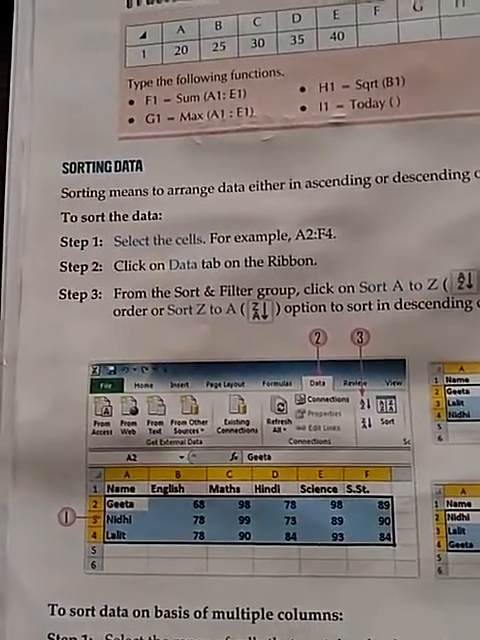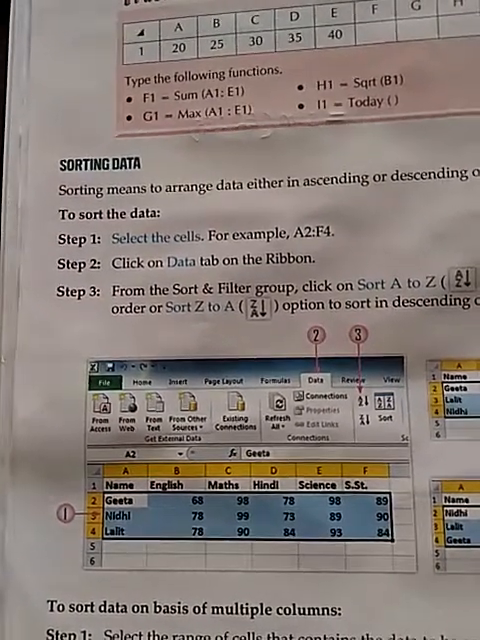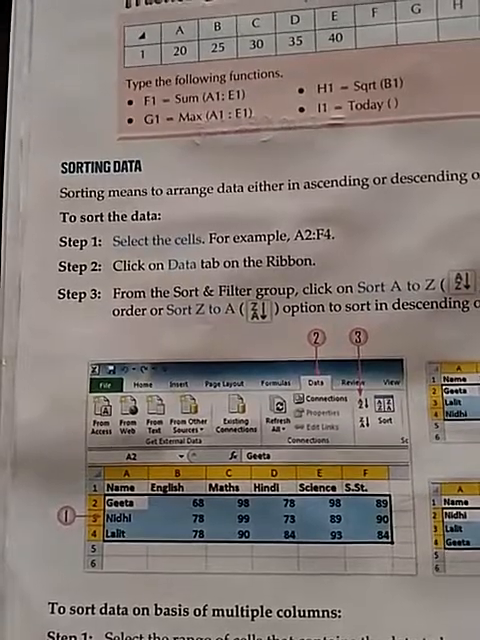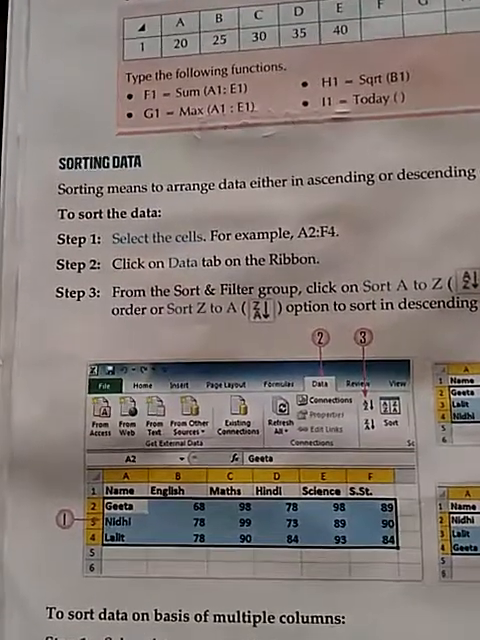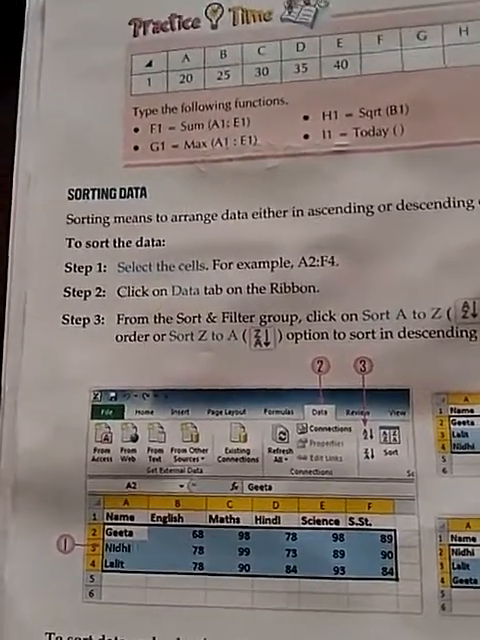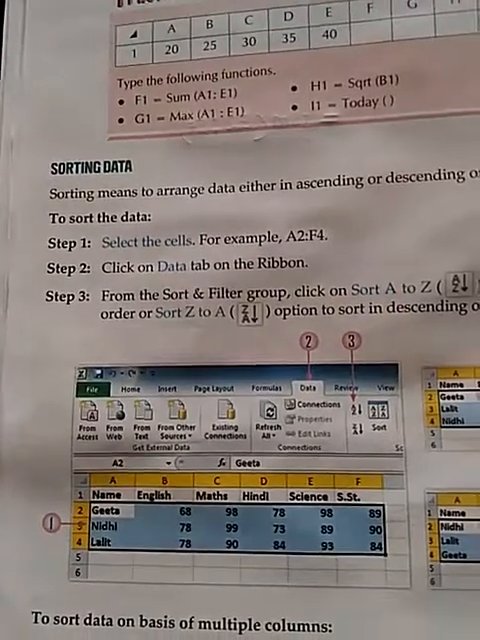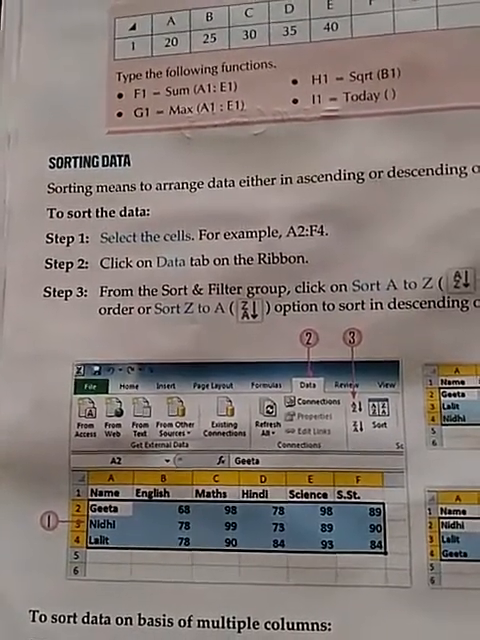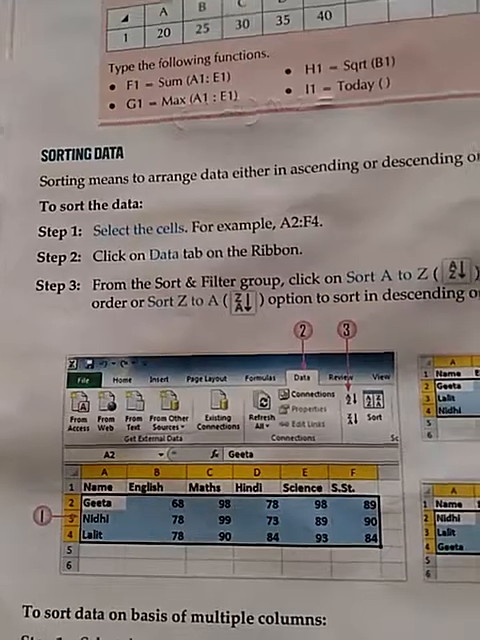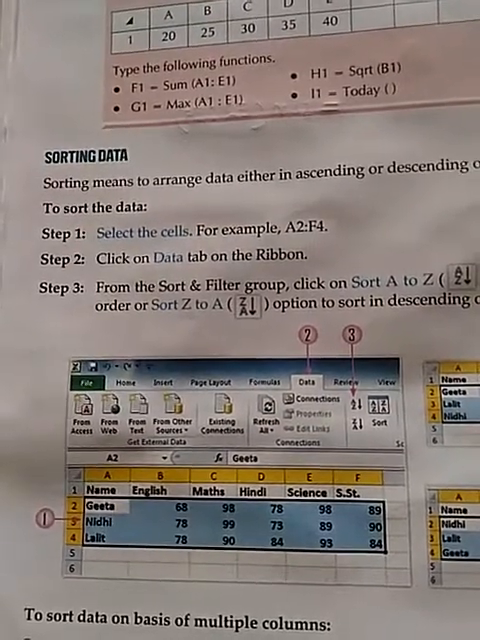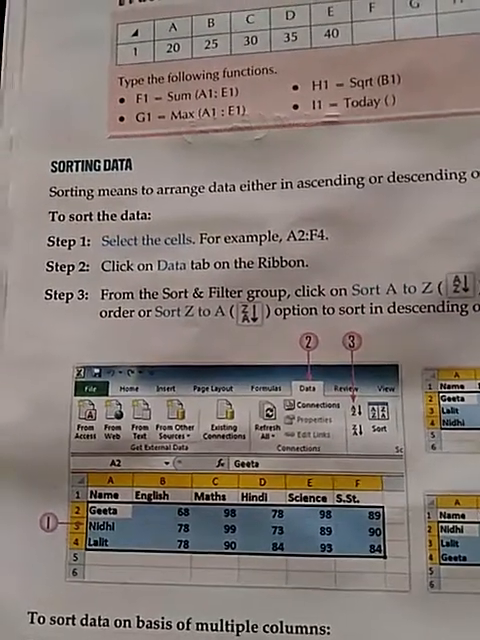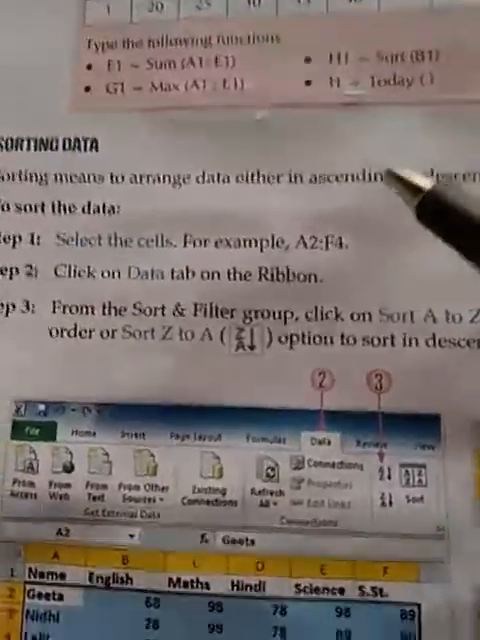In this lecture, we are going to learn how we can sort the data in an Excel spreadsheet. Sorting means arranging the data in ascending or descending order. You can sort the data by using the sort button present on the data tab, like this.